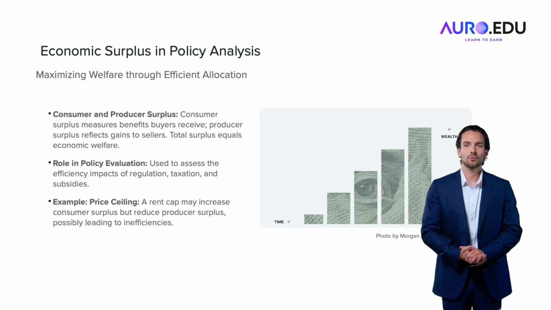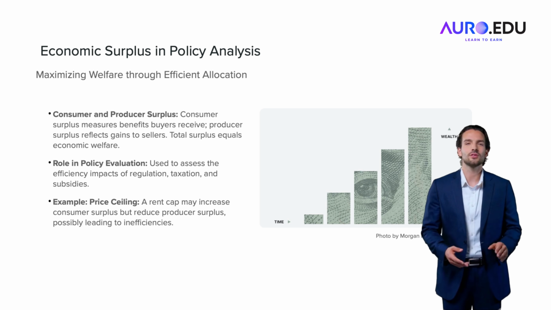For example, removing trade barriers can increase consumer surplus by lowering prices, but it may reduce producer surplus in protected industries. Understanding these dynamics helps in crafting policies that aim for overall welfare improvement.